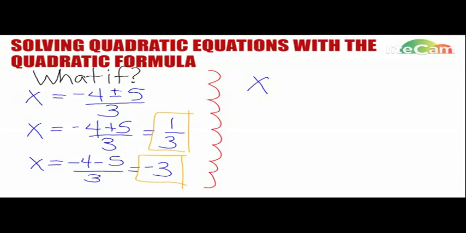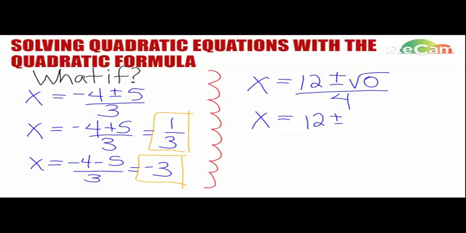All right, let's do another example. What if, when I'm doing the quadratic formula, I end up with 12 plus or minus the square root of 0 divided by 4? The square root of 0 is really just 0, because 0 times 0 is 0. So if I end up with that, it's really just 12 divided by 4. Because think about that: 12 plus 0, 12 minus 0 is just 12. Which gives me a 3.